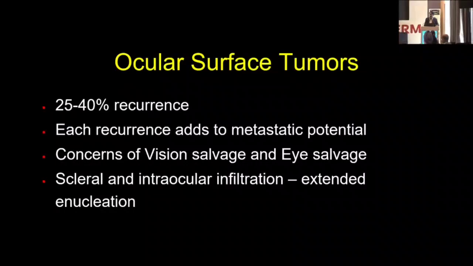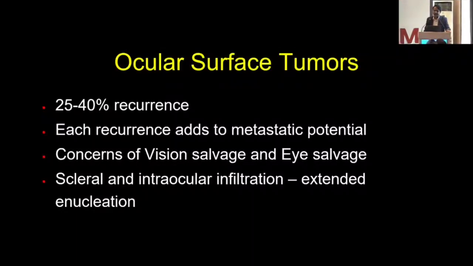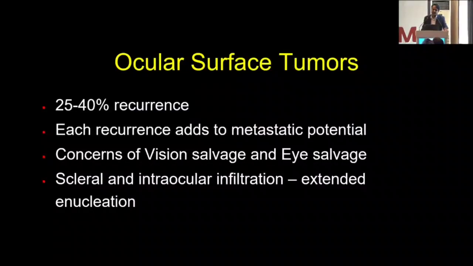If you look at the literature, you'll be surprised to see that about 25 to 40% of ocular surface tumors actually recur. That's the data that is available. Each recurrence, especially melanoma and squamous cell carcinoma, adds to the metastatic potential. Otherwise, the risk of metastasis is less than 1%, and whenever it recurs, obviously the risk of metastasis increases.